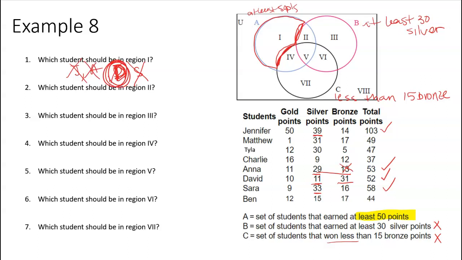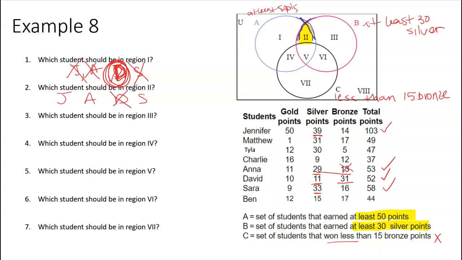All right. Which student should be in region 2? Region 2 is right here. Now that is the overlap of this circle and this circle. So at least 50 points, at least 30 silver, but did not win less than 15. So you could say more than 15. So we're still talking about at least 50. So we can use those same students from before. We know it's not David. We know he's in region 1, not region 2.